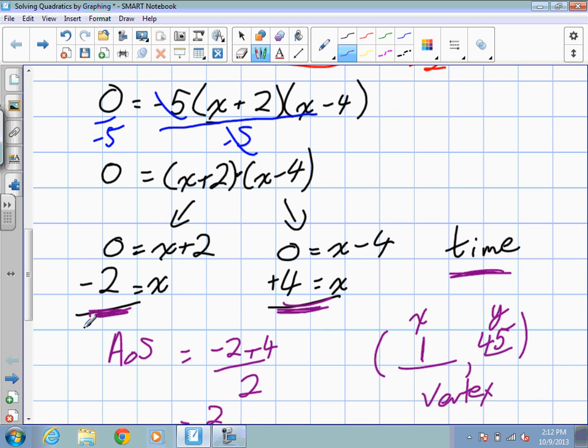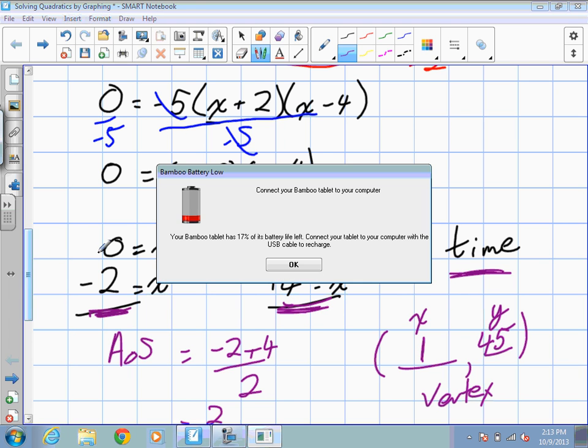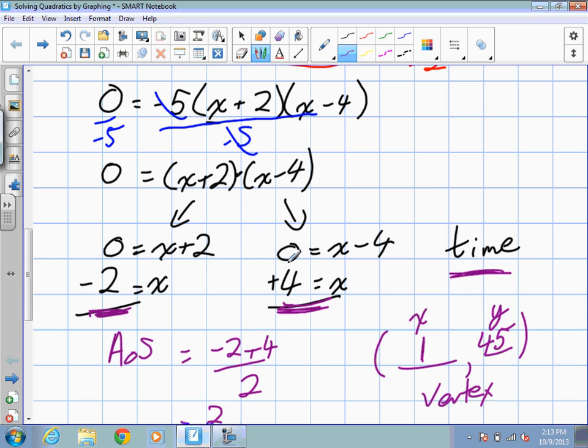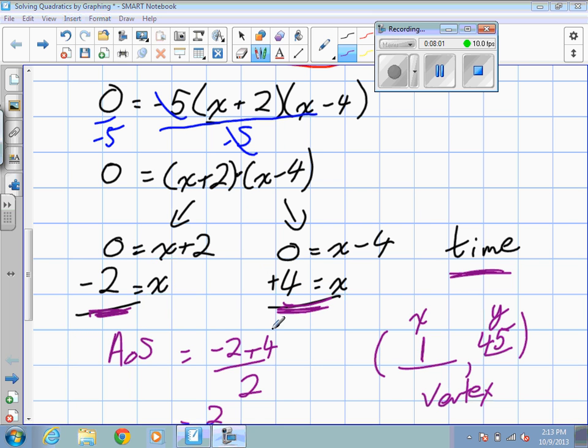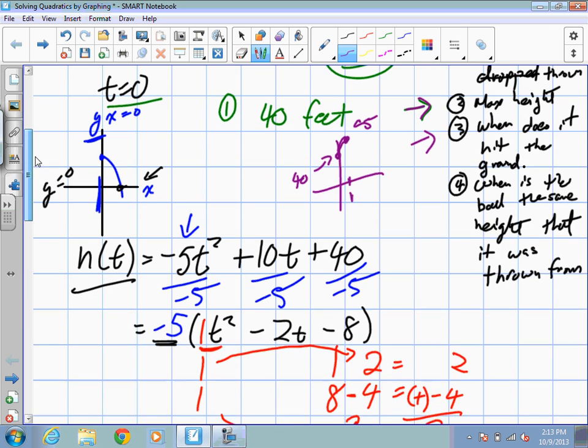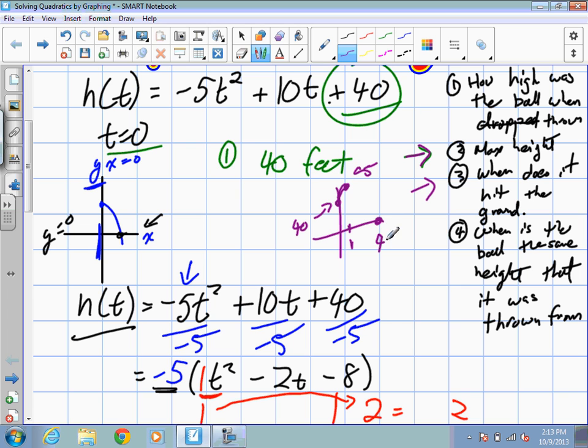Can we be negative 2 seconds? Do we really measure before we've thrown a ball? No, in reality, that doesn't make sense. But what does the positive 4 mean? So at 4 seconds we've hit the ground. Now, because parabolas are symmetrical, it also said at negative 2. But in reference to the real world, that doesn't make sense for us, right? At 4 seconds is when this finally hits the ground in the real world for us.